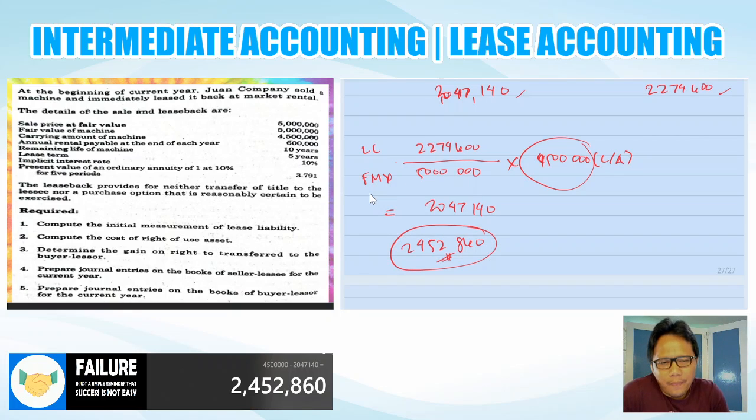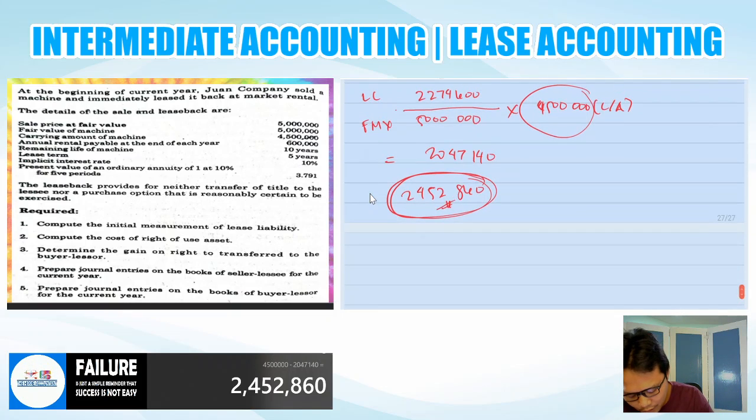Now, the gain that should be recognized in a sale and leaseback should pertain to the gain applicable to the 2,452,860, which in essence is the gain applicable to your in-substance actual sale. Okay? Actual sale.